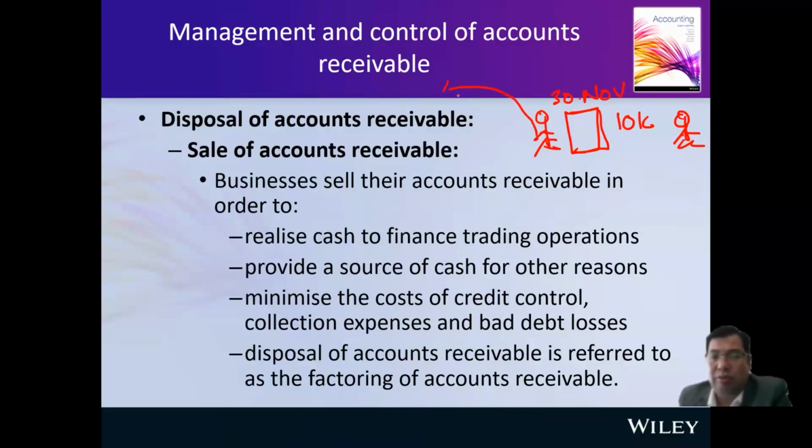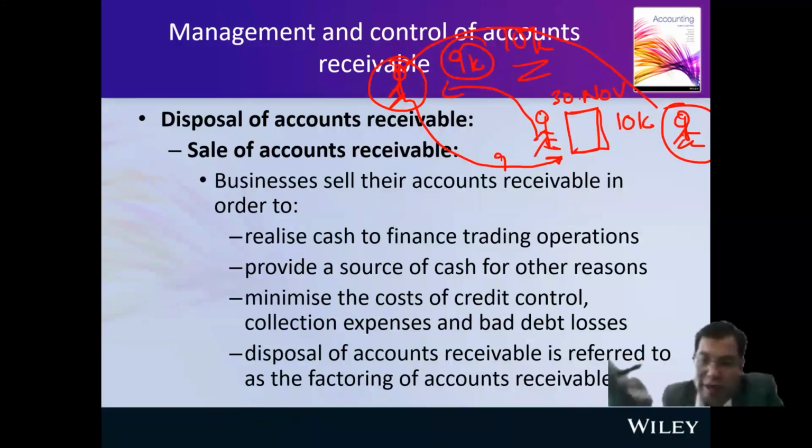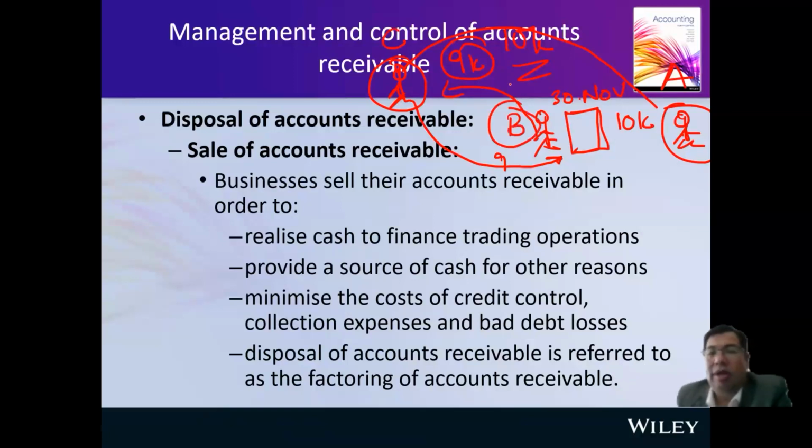So what you can do is sell this paper to another person, another company, at a price of maybe 9,000. So this guy will pay you 9,000, and then later on he will get the 10,000 from this customer. So this is what we call factoring. You receive your money early, but you won't get the full amount because you already discounted 1,000 there. So A will pay C instead of B. B receives only 9,000. This is what we call factoring.